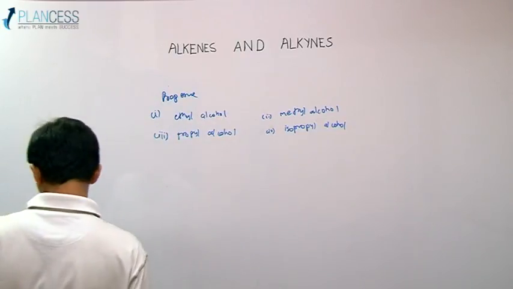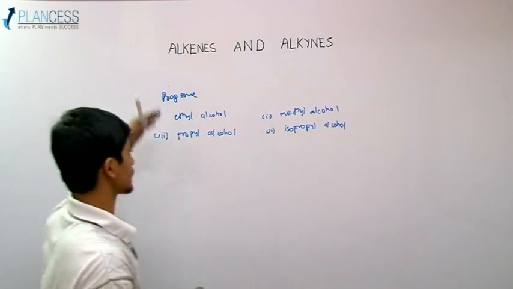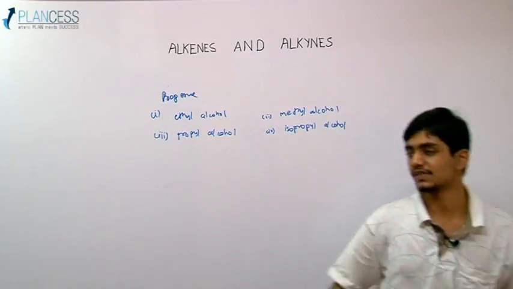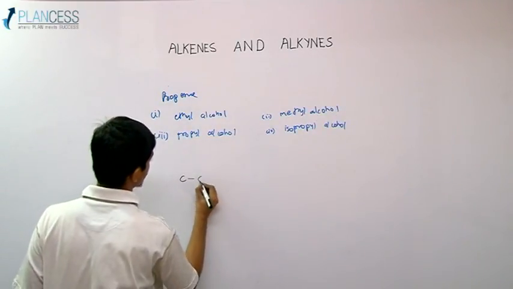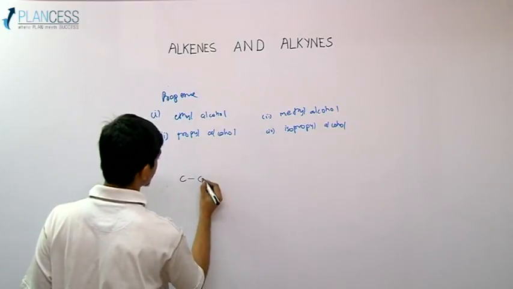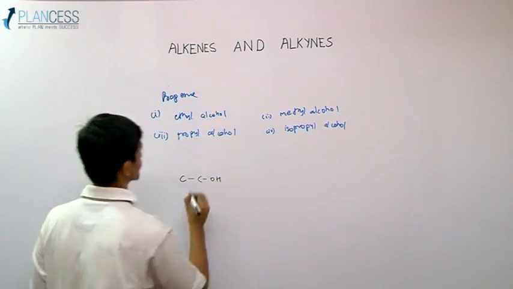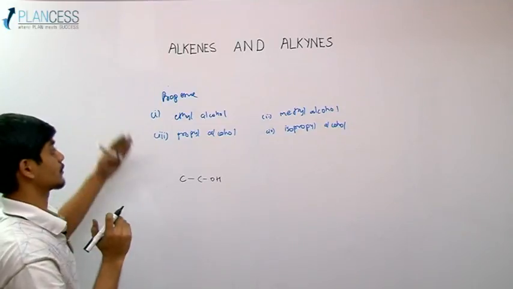Fine. Now you have to tell me propene can be obtained from which of these alcohols. Let us draw first the structure of these alcohols. We have ethyl alcohol, we have alcohol like this. Now can propene be obtained from this?